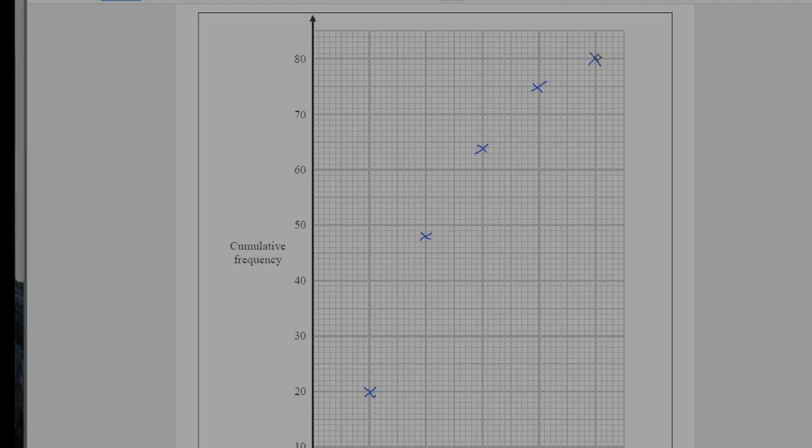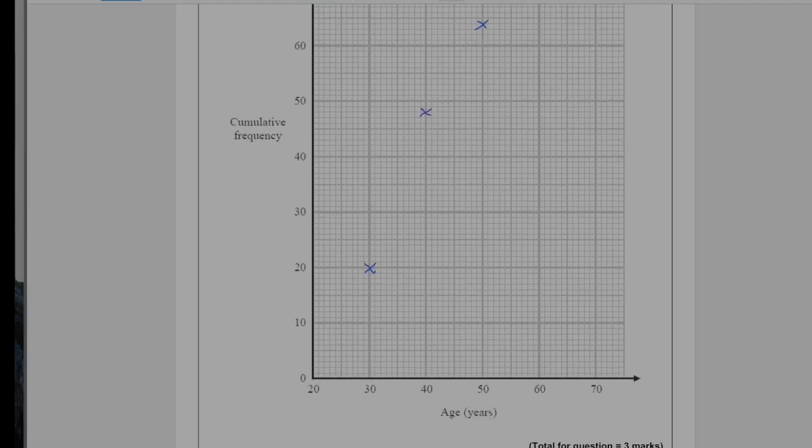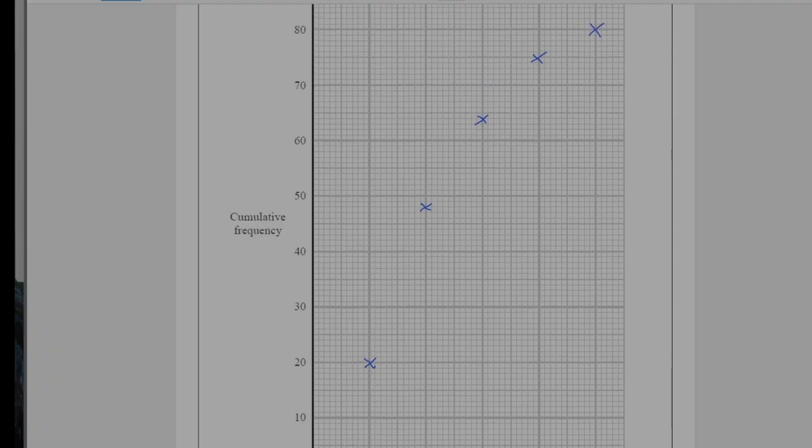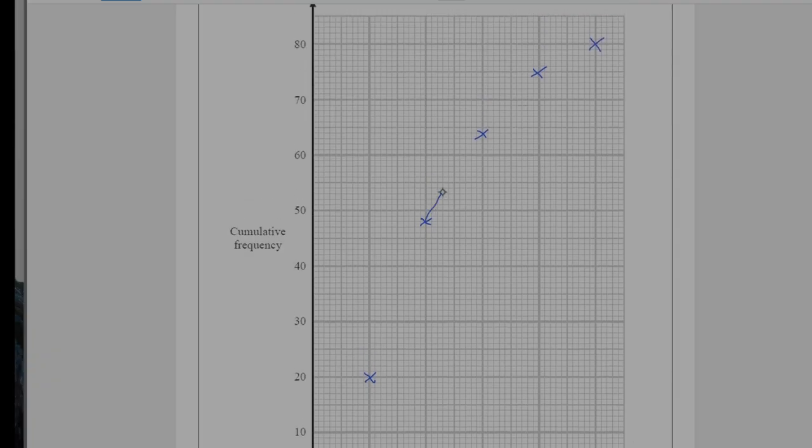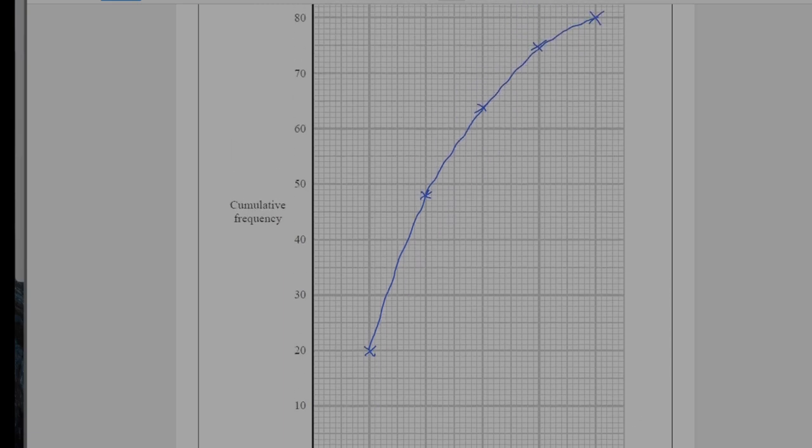And we need to join these up with as smooth a curve as we can. I'm not going to join it to the origin. So it's always easier to draw a curve with your wrist on the inside of the curve. But that's going to be roughly my cumulative frequency.